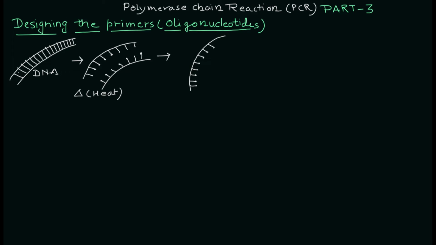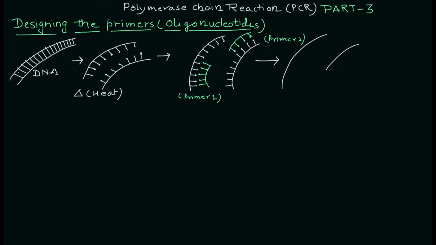Now what will happen is that you will have 2 different types of primers: primer 1 and primer 2. Primer 1 will bind to one side of the DNA strand, and primer 2 will bind to the other side of the DNA strand. And here, as you can see, the green colored regions are the primers, and that's why I'm going to write primer 1 on this side, primer 2 on that side. And next, using the DNA polymerase enzyme, extension is going to happen, and then you will get 2 new strands which are complementary to the old ones.